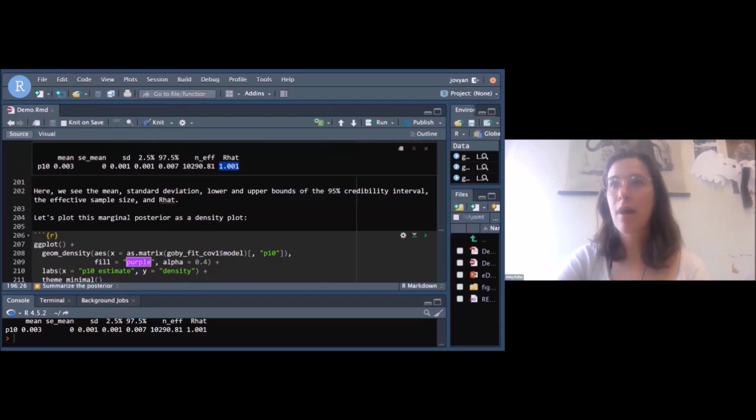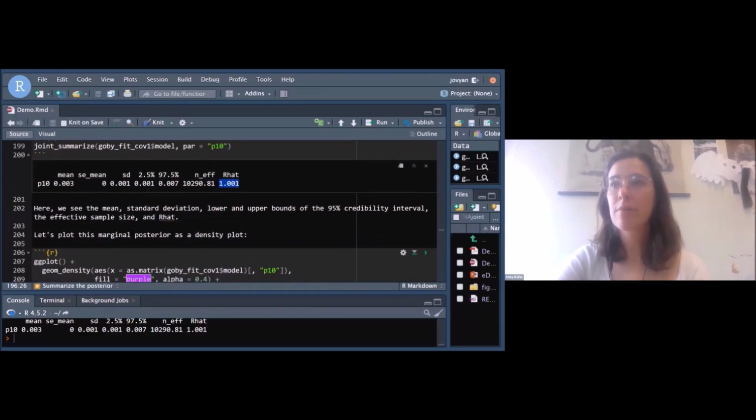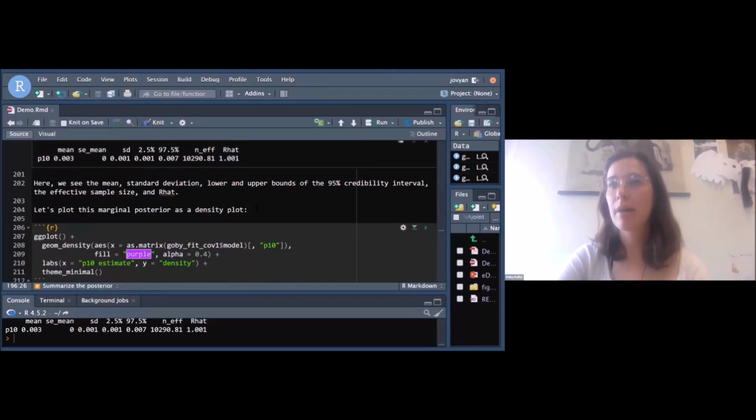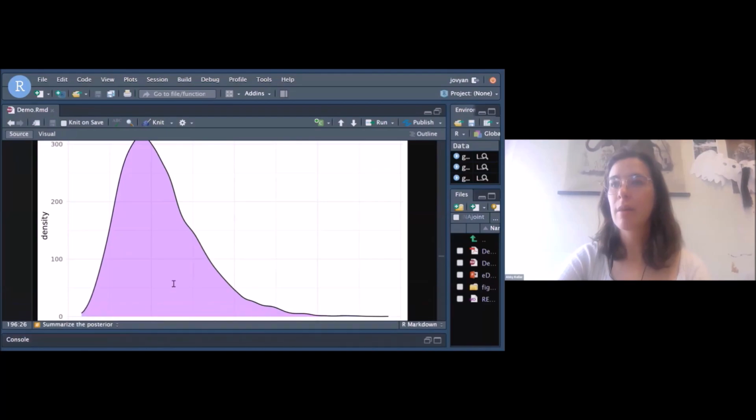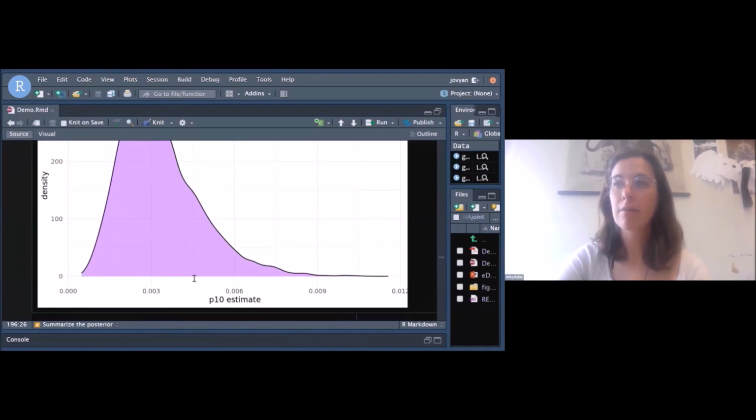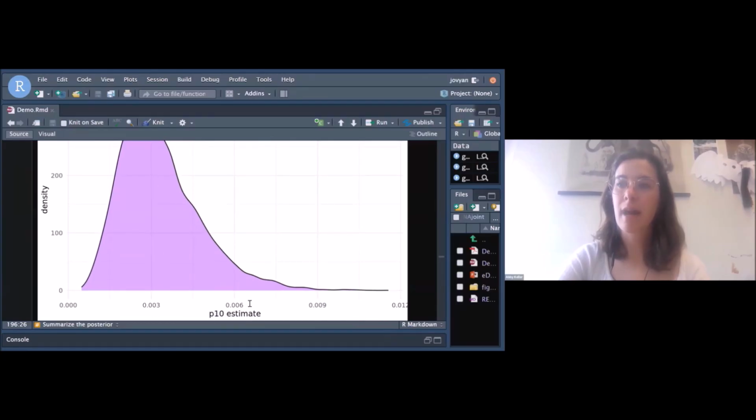So we can plot these posterior samples. This is our marginal posterior for P10 as a density plot. Again, with Bayesian statistics, parameters are not just values; they are encoded as probability distributions. So the x-axis is the value of P10.